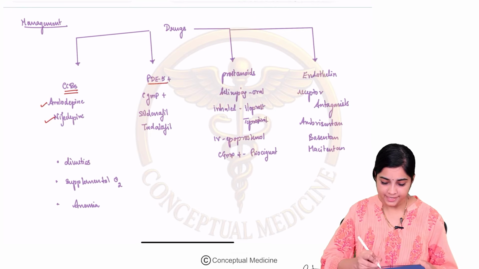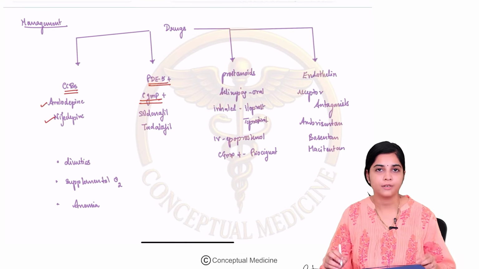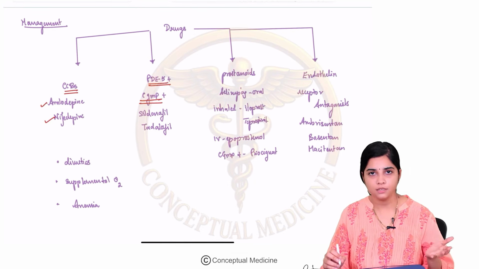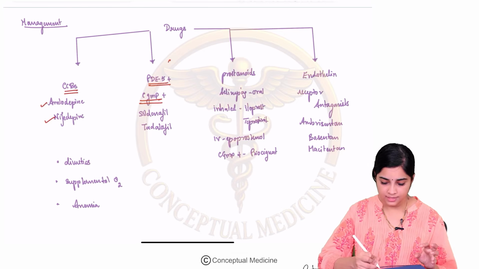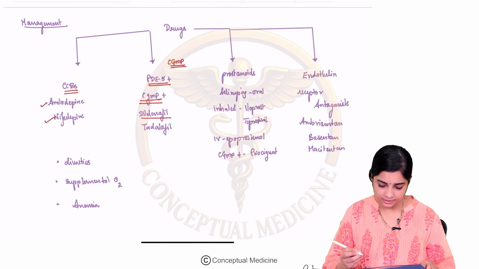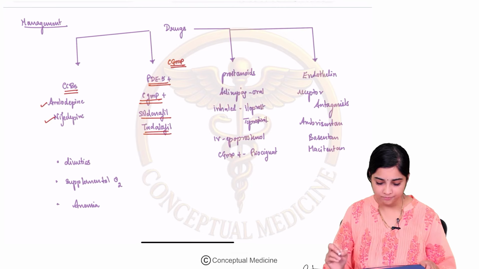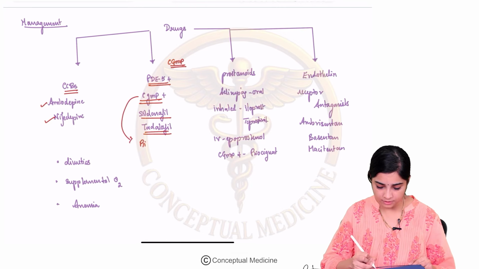Fine. Then you have PDE5 inhibitors and cyclic GMP stimulators. We had already looked at how these drugs are useful. So these basically act on your cyclic GMP pathway. The PDE5 inhibitors are sildenafil and tadalafil, right? And the cGMP stimulator drug which is used, a newer drug, is riociguat.